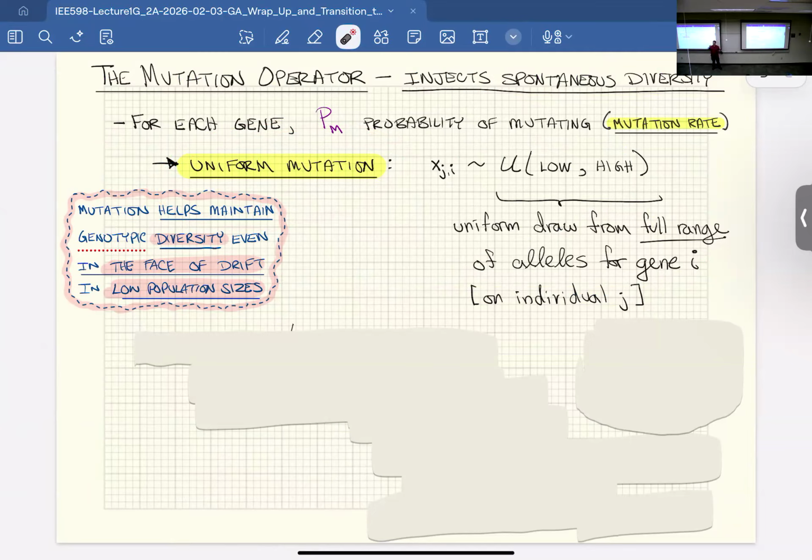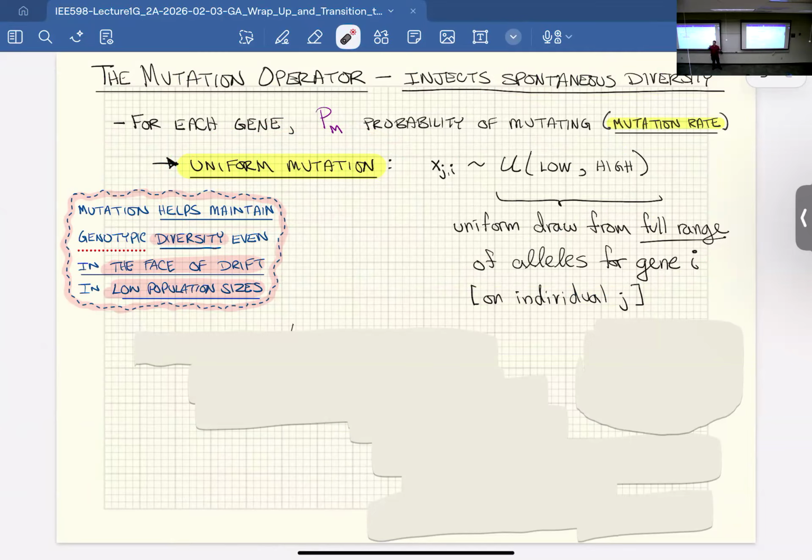So this is one gene of that parent, parent J, gene I, and I'm going to draw uniformly among all the possible alleles for that gene. So I'm not paying attention to what allele the parent had. This might have been the number of wheels on the car, and the parent might have had a 3, and I'm just going to say, well, I could have anywhere from 1, 2, 3, or 4, and so I'm going to pick randomly with 25% probability of each one of those. I might end up getting the exact same thing the parent got, or I get something different. So that is uniform, and this could be continuous or discrete. You just draw from a full range on the individual J of gene I.